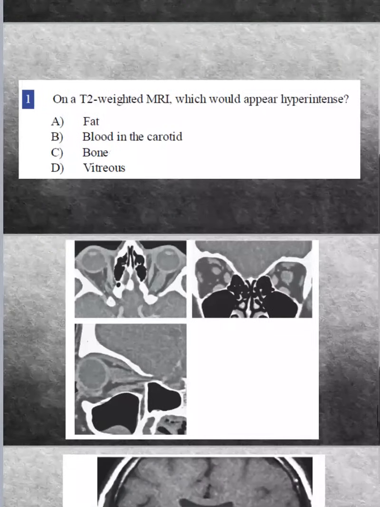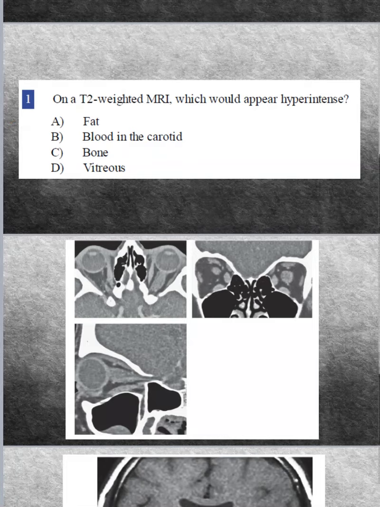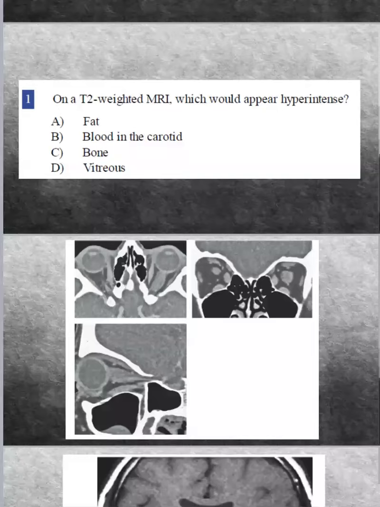So let's go to this question. On T2 weighted MRI, which would appear hyperintense? This is an easy one, and this is question number 1 in the Kenneth Wright book. The answer is the vitreous. Yes, this is an easy and obvious one. By the way, the depth of the American Academy is good. You will notice that the questions are below the level of the American Academy, and this is extremely good for the exam.